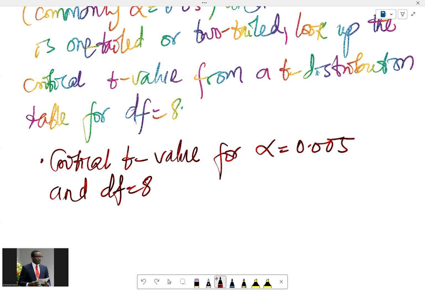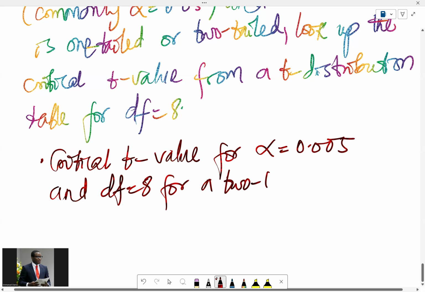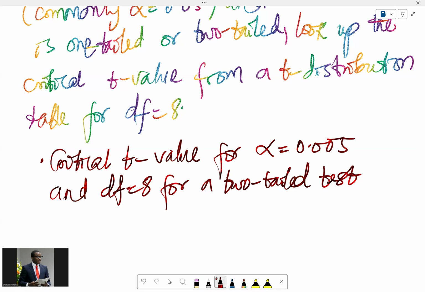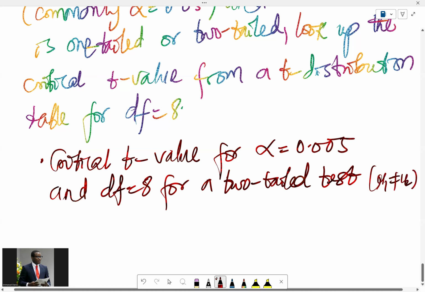Okay. For a two-tailed test, that's just saying mu1 is equal to mu2 or mu1 is not equal to mu2. So for a two-tailed test, the null hypothesis is saying that mu1 is simply not equal to mu2. We don't care which one is greater.